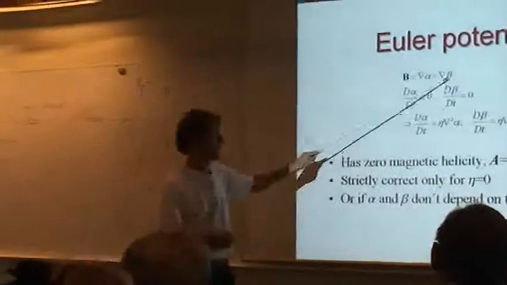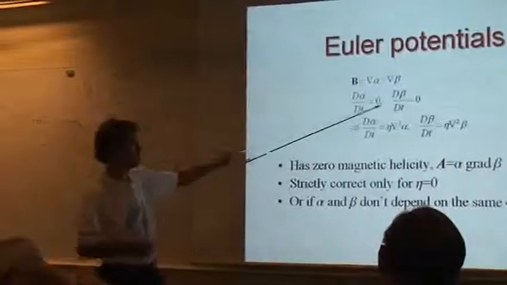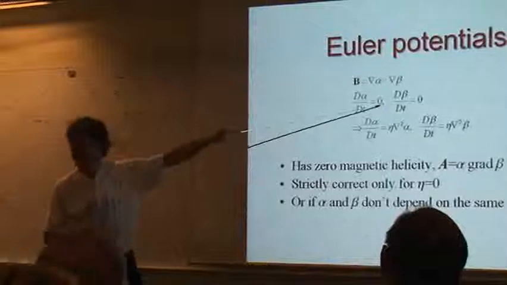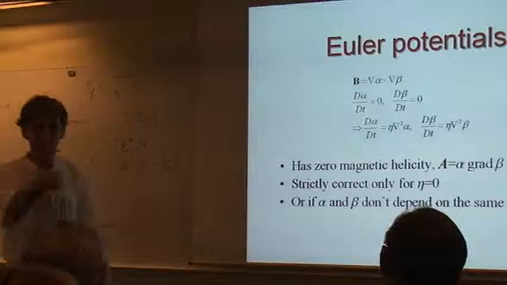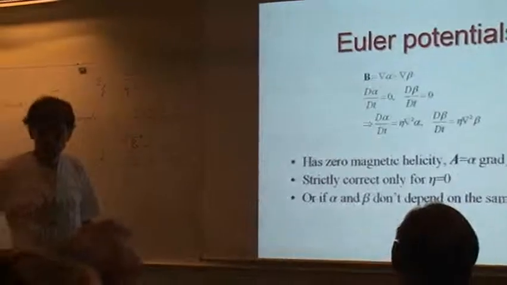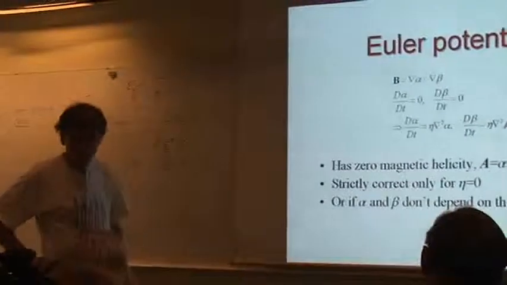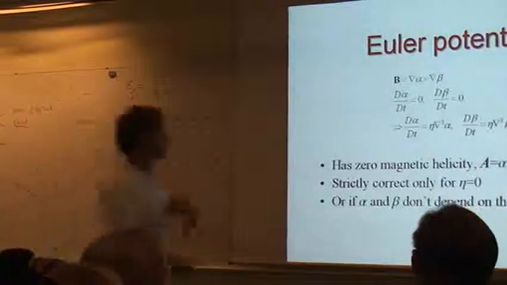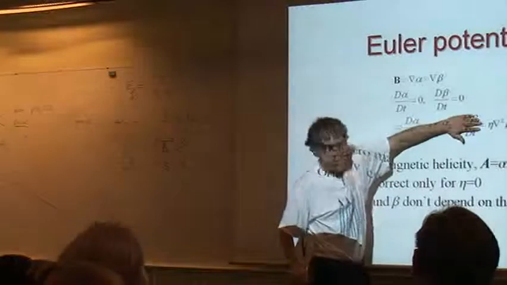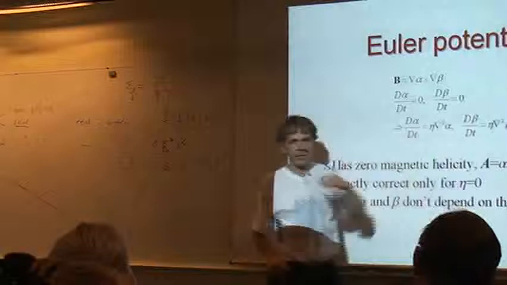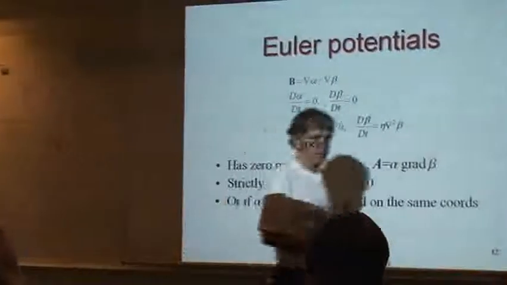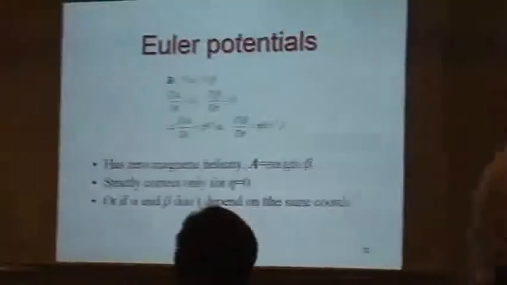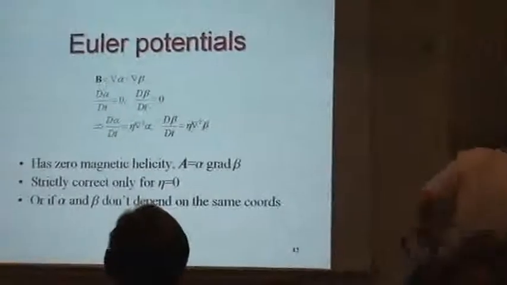And this works only if there's no diffusion. Now, not doing diffusion is not very good. It's funny because alpha and beta diffuse, although B doesn't necessarily diffuse. But B does not decay, otherwise you would have problems.